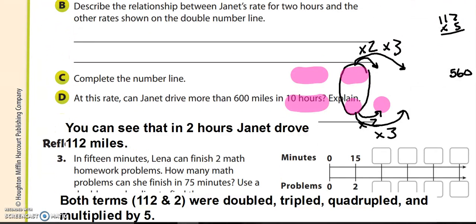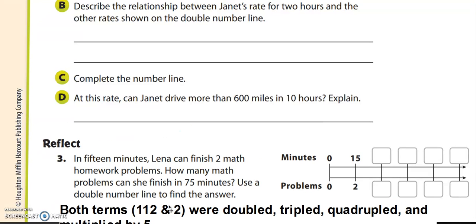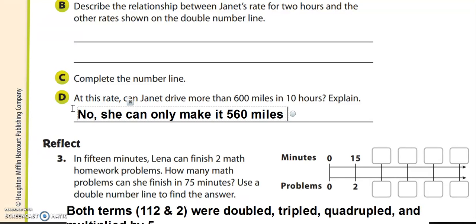So we're on question D now, and I'm going to clear the annotations. Bring this down, get those out of the way. Question D says, at this rate, can Janet drive more than 600 miles in 10 hours? Explain. Nope, she can only make it 560 miles in 10 hours. It says explain, we kind of already did that. I would just say 112 times 5 equals 560 miles.